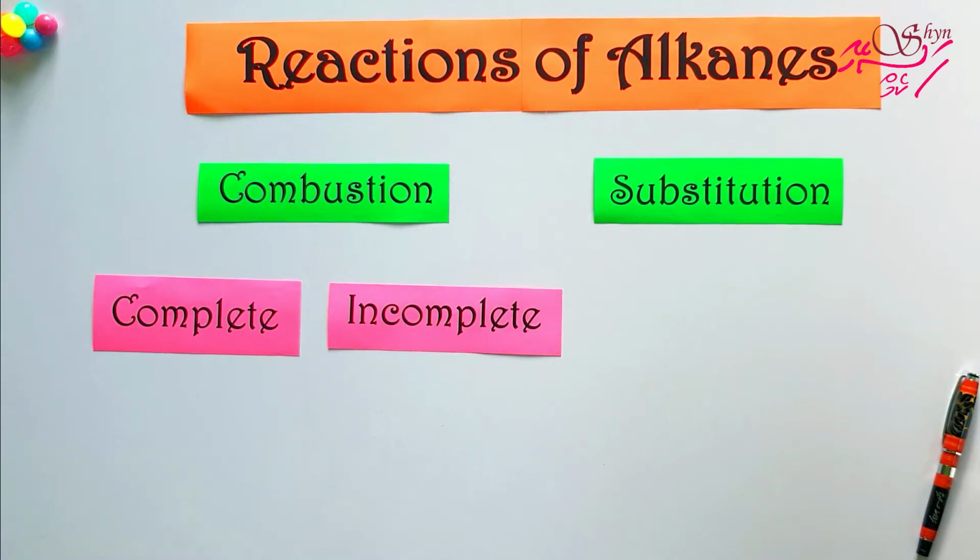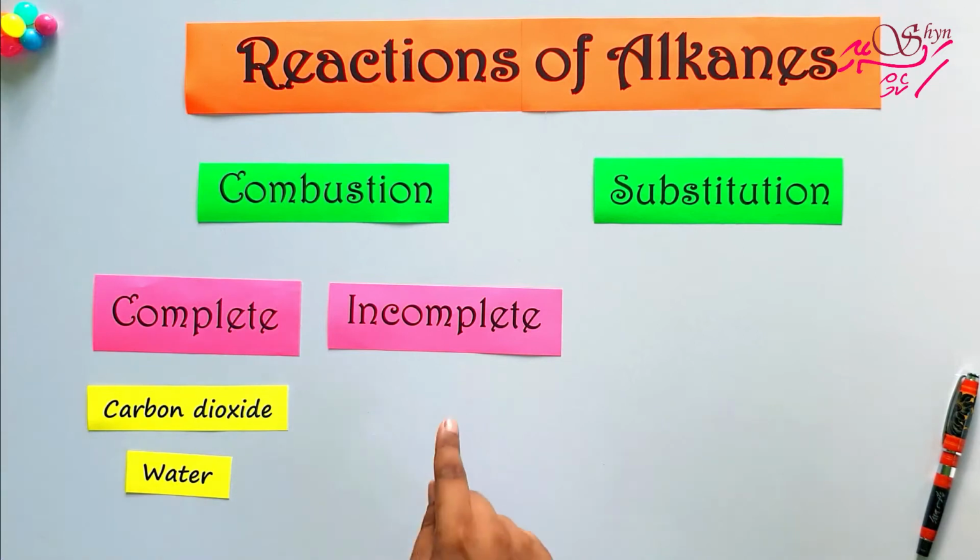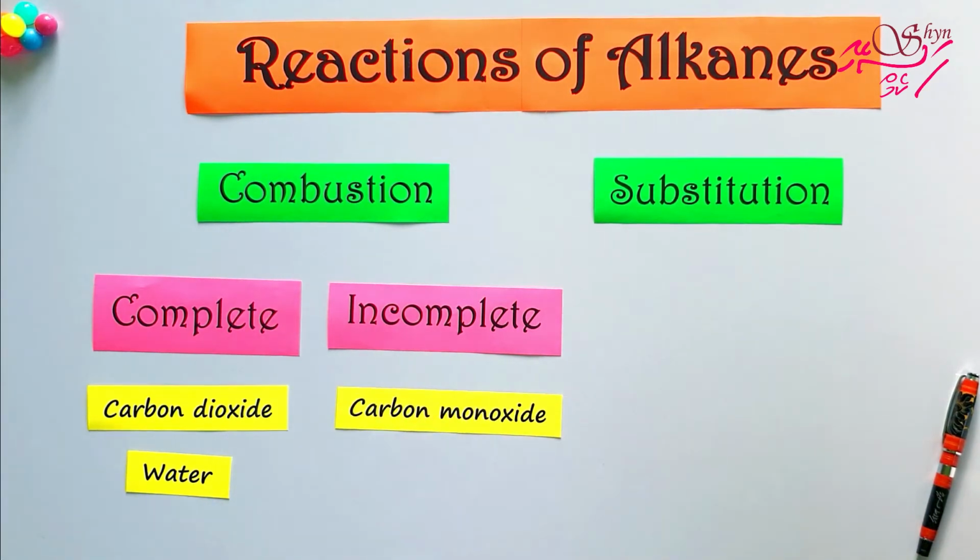Complete combustion, or when there is enough supply of air, alkanes burn to produce carbon dioxide and water. However, in incomplete combustion or in a limited supply of air, instead of carbon dioxide, a toxic gas, carbon monoxide, is produced. And if this carbon monoxide is inhaled, it can bind with the hemoglobin and produce carboxyhemoglobin. And this is an irreversible reaction since it interferes with transport of oxygen around our body.